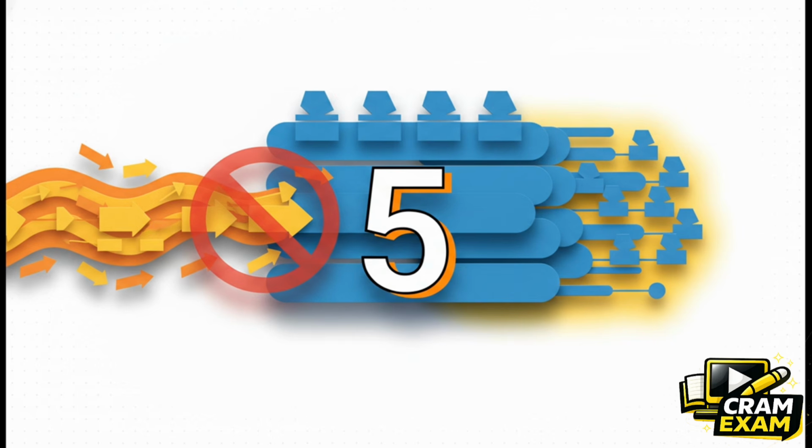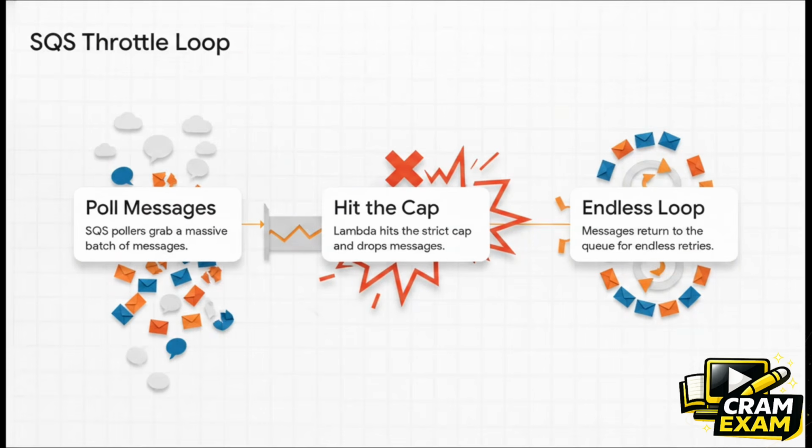Well, because with stream-based event sources like Kinesis, Lambda scaling is entirely bottlenecked by the number of shards in your stream. Lambda will only spin up one concurrent execution per shard. If your Kinesis stream only has 5 shards, your Lambda concurrency is permanently capped at 5, no matter how many millions of records are waiting. To scale Lambda here, you actually have to split the Kinesis shards. The exact same trap exists with Amazon SQS.